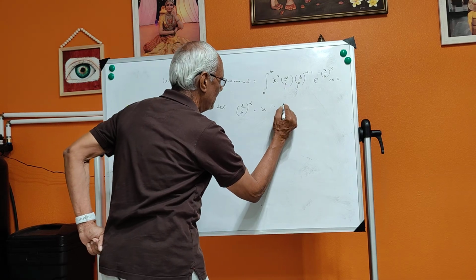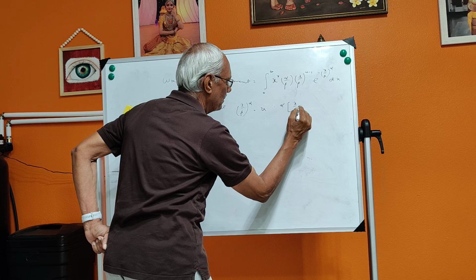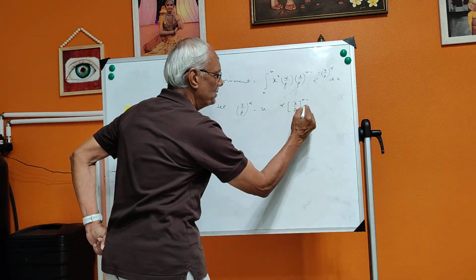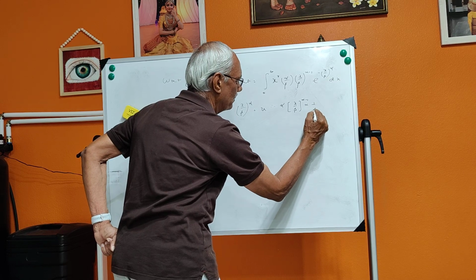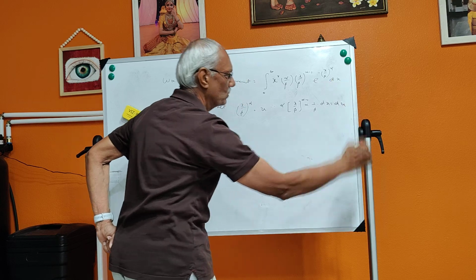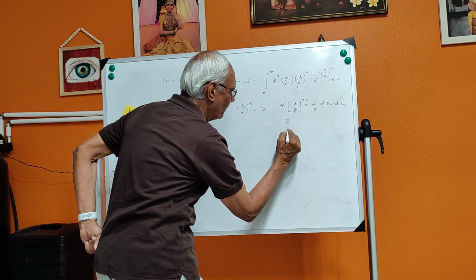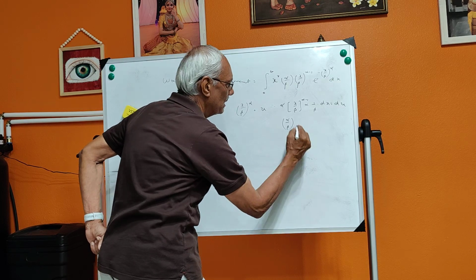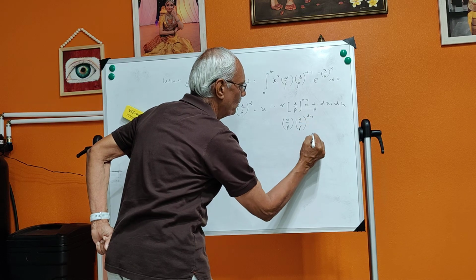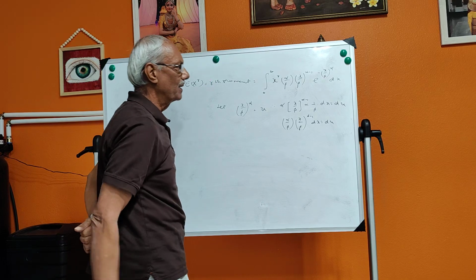So what do you get? It is alpha into (x by beta) to the power of alpha minus 1, into the derivative of x by beta, which is 1 by beta, into dx, is equal to du. So this is again alpha by beta into (x by beta) to the power of alpha minus 1 into dx is equal to du.